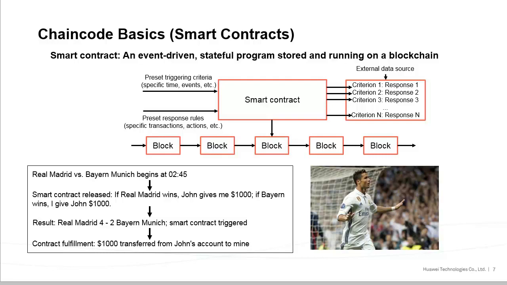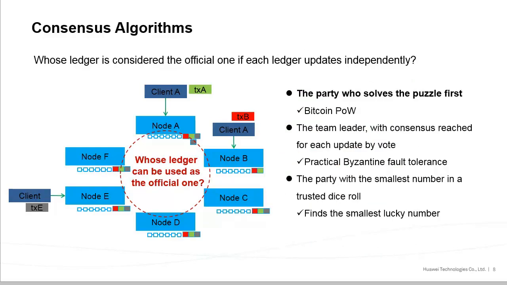Let's take a game between Real Madrid and Bayern Munich as an example. I bet John that Real Madrid will win that match. If I won, John would give me $1,000. If Bayern Munich won, I would give John $1,000. This was the rule of our contract. The smart contract was then triggered by the conclusion of the game when the winner was announced. Since Real Madrid won the game, John gave me $1,000. This is how a smart contract works, based on rules and events.